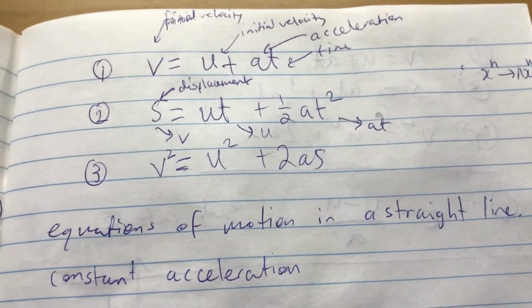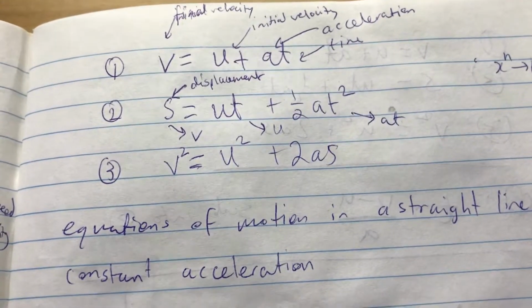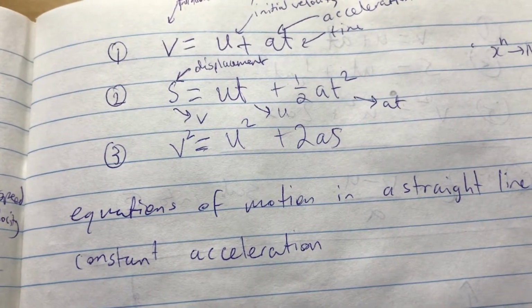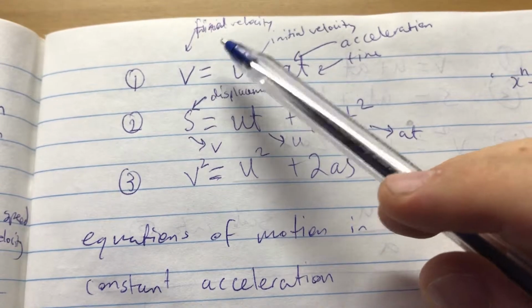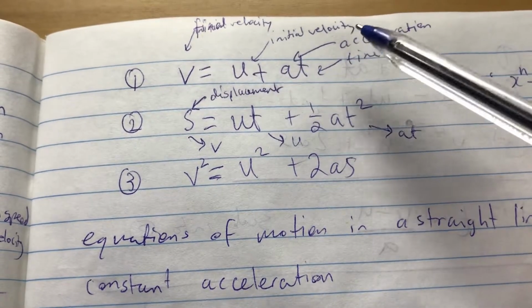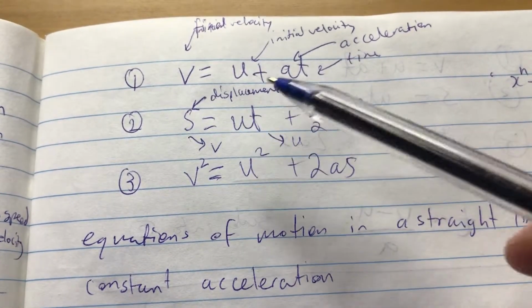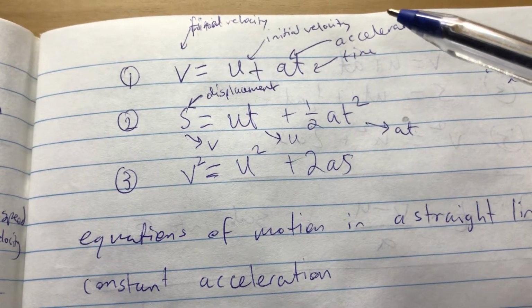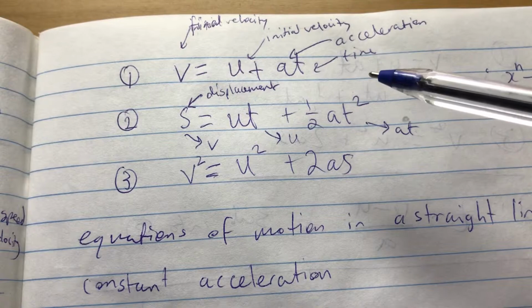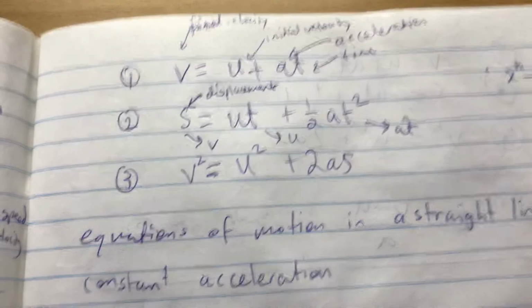So we looked at the equations of motion, and there are three of them. We have these letters: V is the final velocity, U is the initial velocity, A is acceleration, T is time, S is displacement. And we're trying to understand where they come from and what they mean.